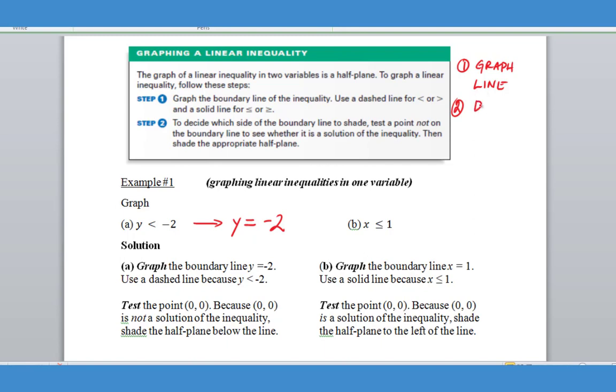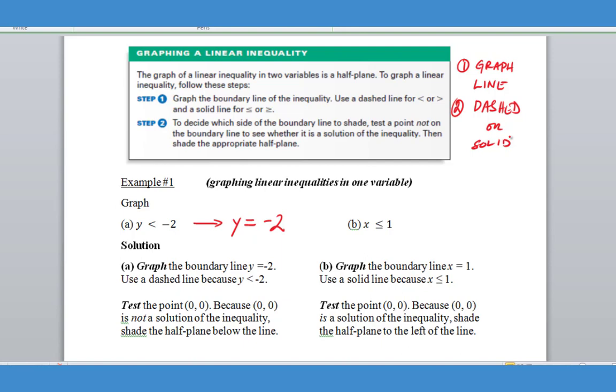So we can say that our second step really is determining whether we are working with a dashed or a solid line. Once you decide to graph y equals -2, then we're going to decide whether we need to graph a dashed or solid line. You can see from sample A, it's a less than sign, but it is not equal to. So we're going to graph a dashed line in this particular case. And so we would move on to the next step after the line is graphed.